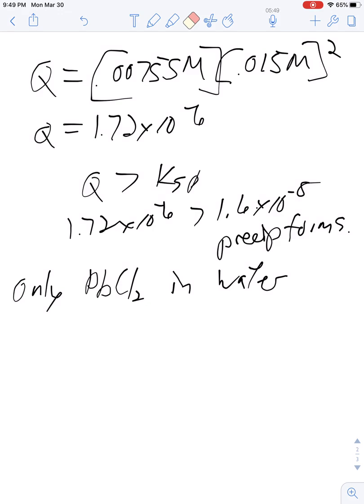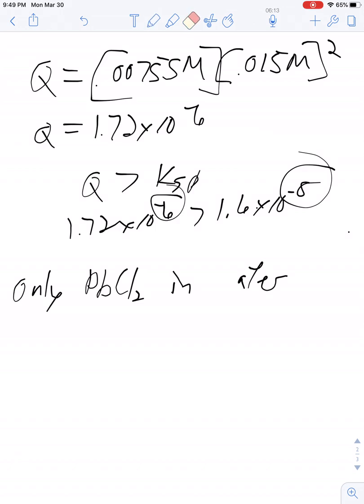If your Q is greater than your KSP, oh, for goodness sakes. Okay, so yes, I'm extremely embarrassed because I'm not paying attention. This is to the -5th, this is to the -6th. All right? Yes, that's embarrassing. Hopefully you watch the video to the end. So that means no precipitate.